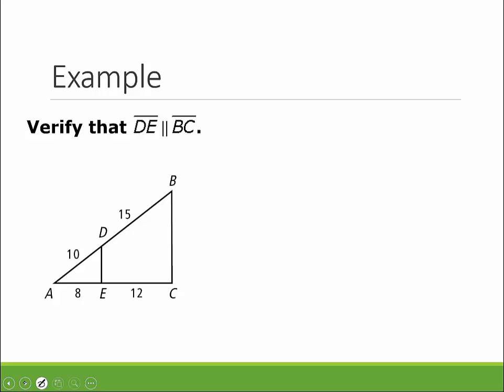So the types of problems you're going to see for this are ones like this, where you have to verify that two lines are parallel, that DE is parallel to BC. So what we're looking for is we're checking that these two sides are proportional to these two sides, 15 divided by 12.